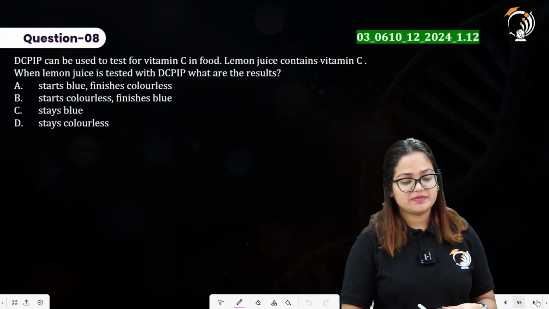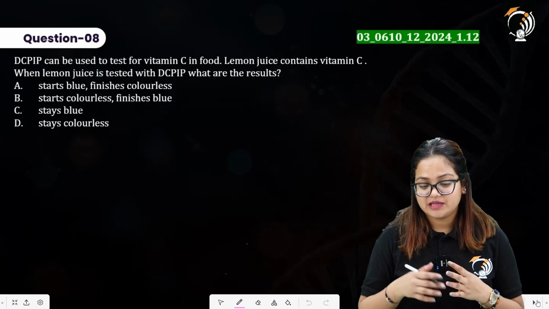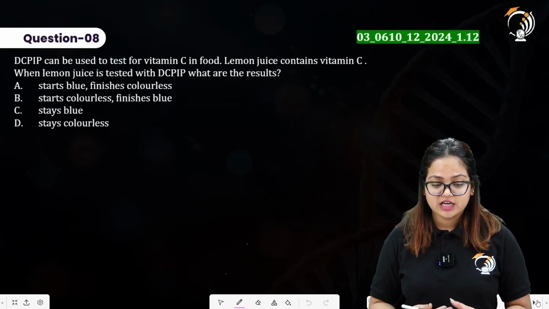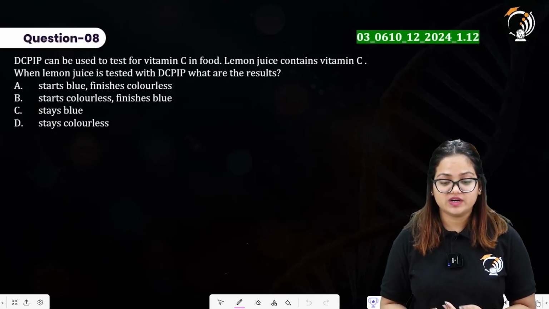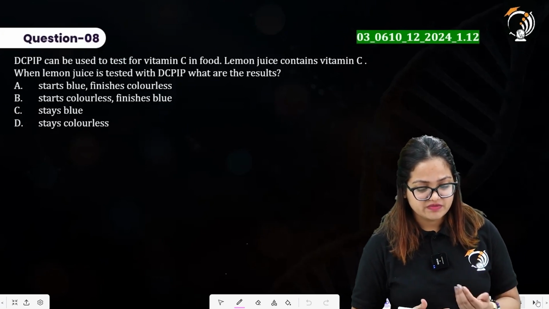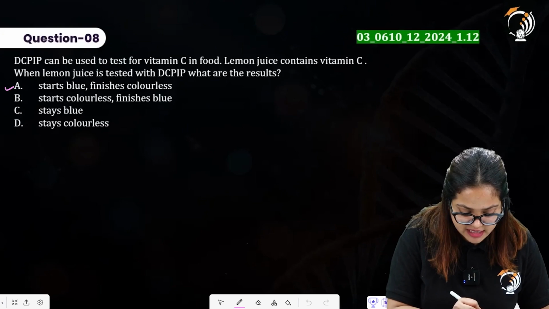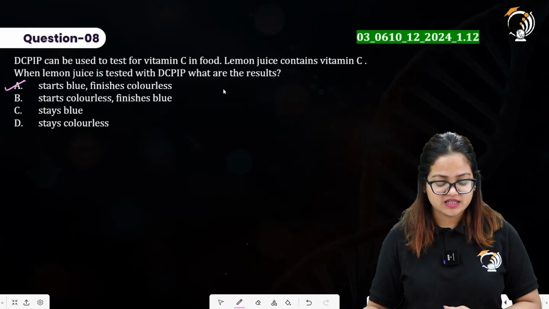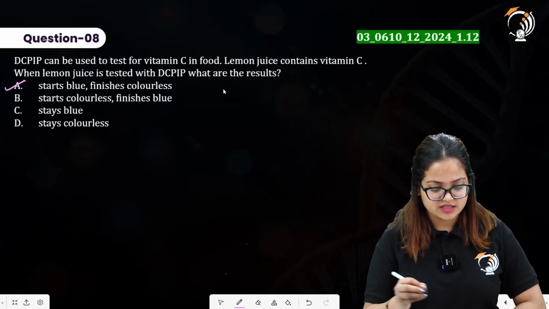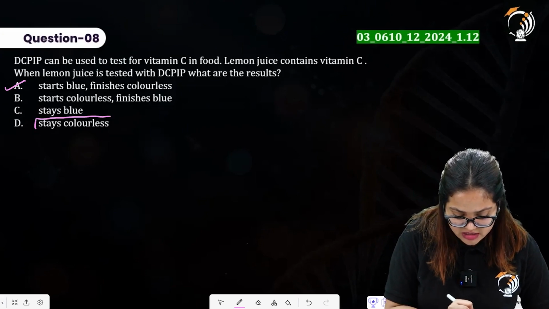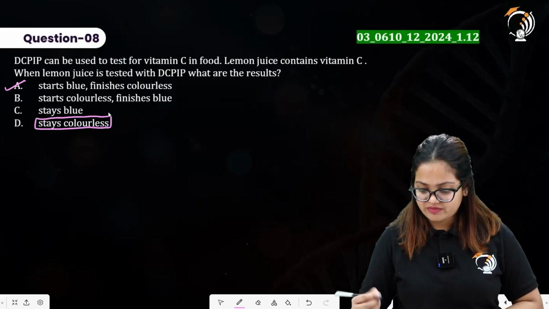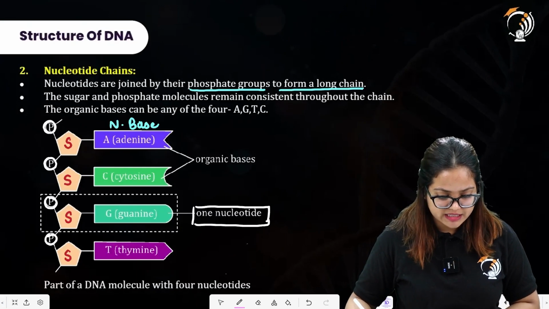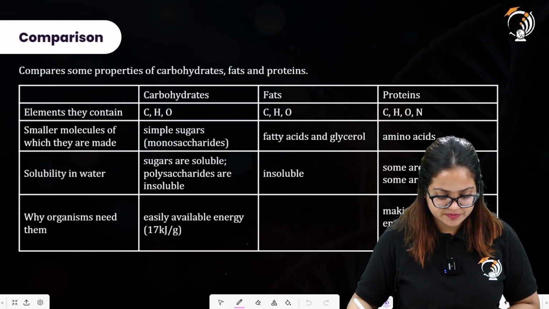Question number 8 says DCPIP can be used to detect vitamin C in food. Lemon juice contains vitamin C. When lemon juice is tested with DCPIP, what are the results? So basically it starts to convert into colorless. It changes and finishes as colorless from blue. So it starts blue but finishes colorless. It does not stay colorless because DCPIP is already blue in color, and we have already had a discussion about that too. So we are going to that slide in which we had talked about DCPIP solution. Alright, here we have.